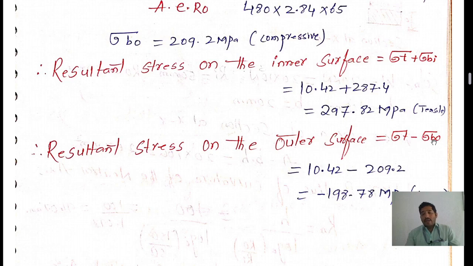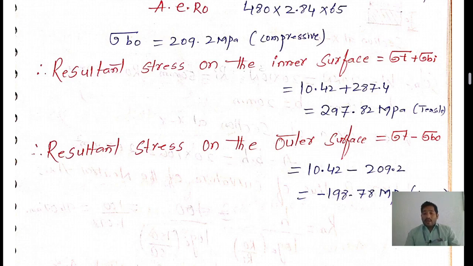After that, the resultant stress at the outer surface is equal to the direct tensile stress minus the bending stress at the outer surface. The direct tensile stress is 10.42, minus the bending stress at the outer surface, 209.2. If you subtract, you will get minus 198.78. For that reason, the minus sign means a compressive force is acting on the outer surface.